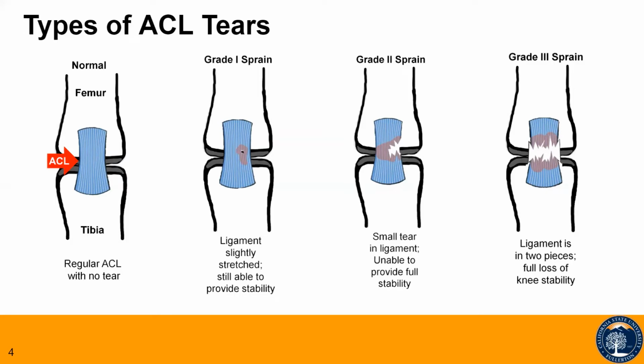In grade 1, treatment is non-surgical. So this would include bracing, physical therapy, and gradual progression. And our goal is to prevent grade 1, grade 2, and grade 3, but especially prevent it from going to surgical treatment.